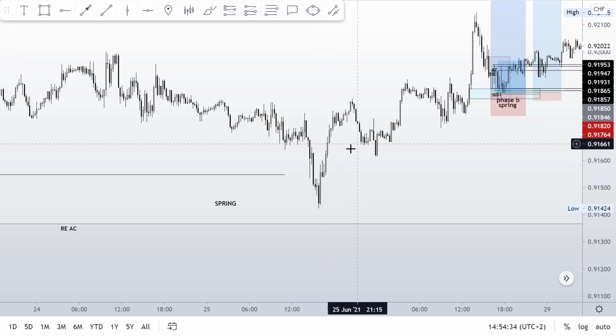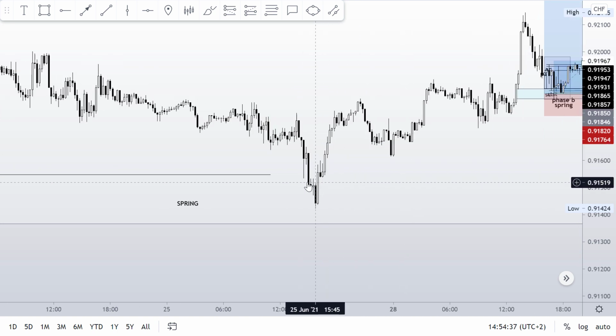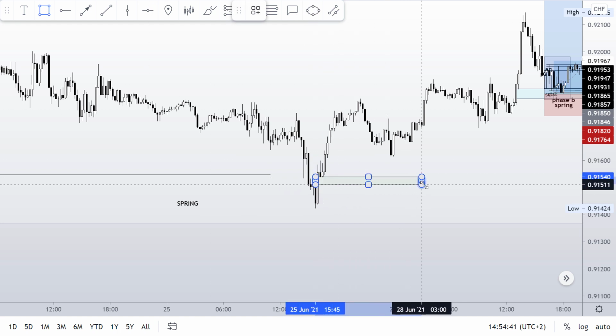So it would have been very possible for price to come back and fill out this imbalance that we can see right here, this small imbalance, and also test the last order block and then bounce.